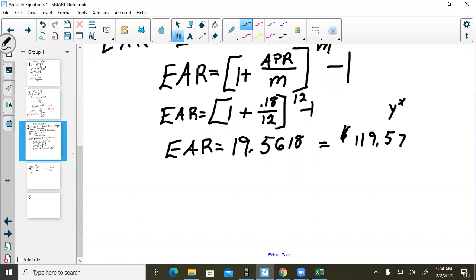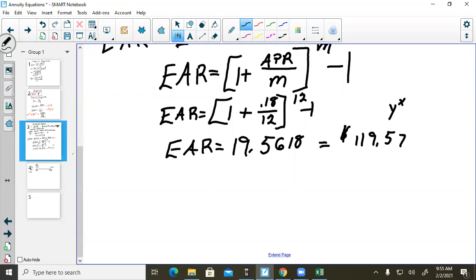$119.57. Is everybody good with that? Does that make sense? Okay. Now, folks, quite honestly, this is why people who are in debt are like, man, I don't understand why I can't get out of debt. I'm making payments on my loans. My interest rate's only 18%. Well, it's not 18%. It's 19 and a half.